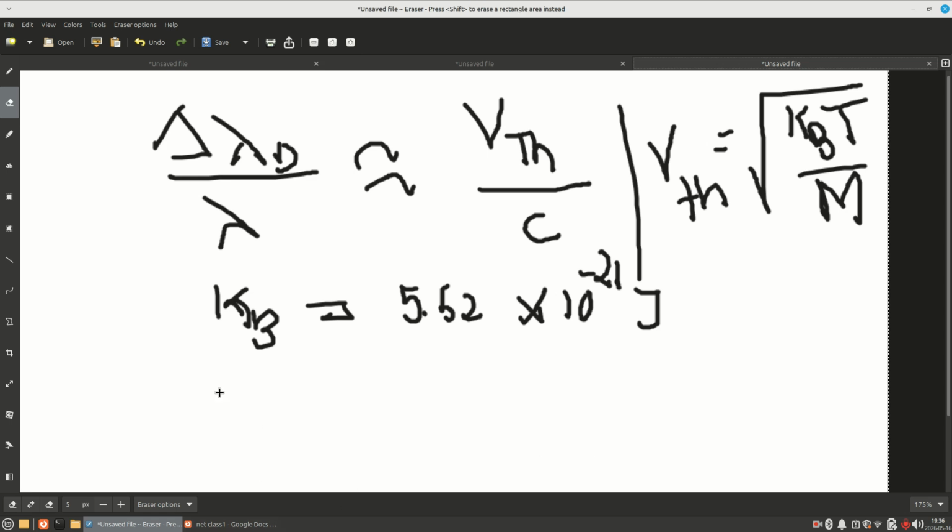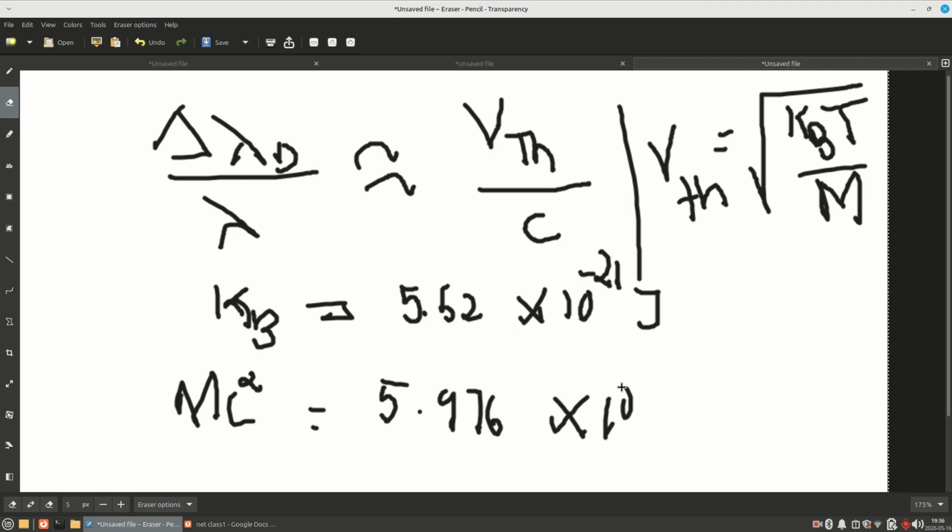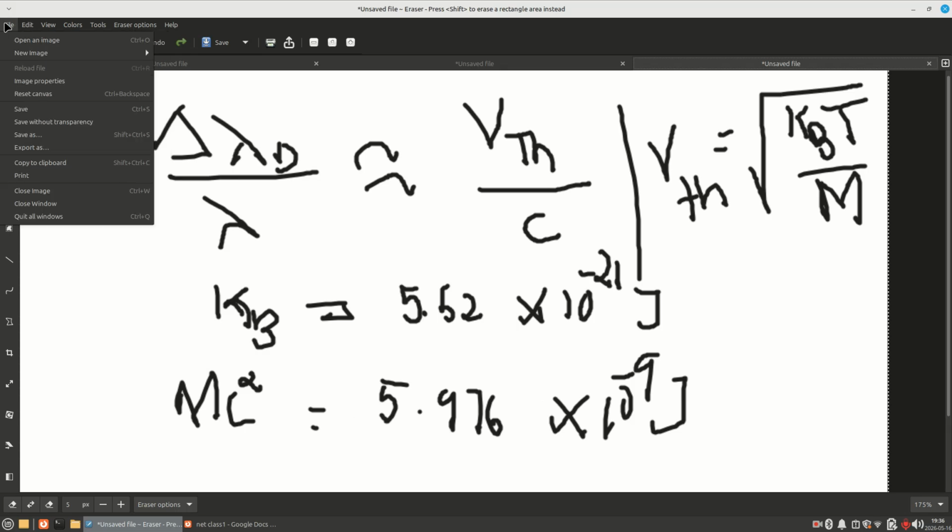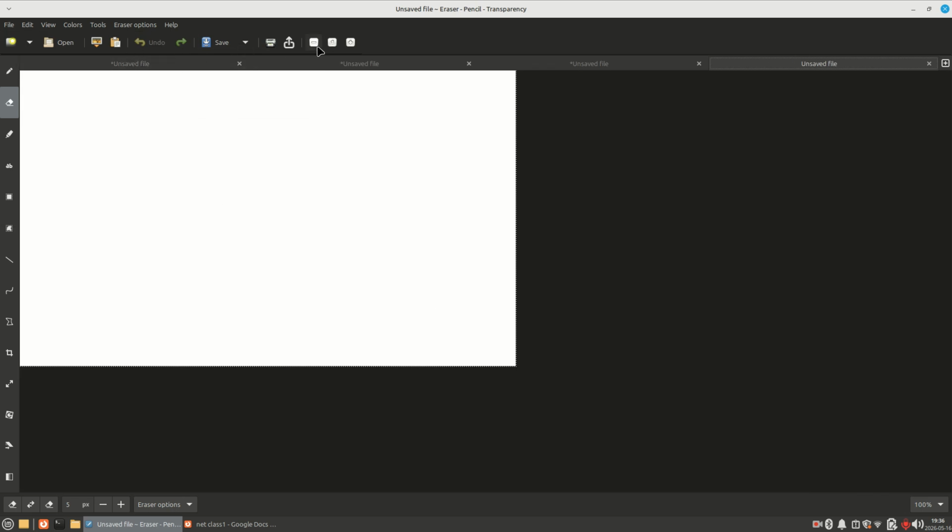Also we are going to find the mc square value, which is also a pre-calculated value. Here I will paste it, which comes around 5.976 into 10 to the power of minus 9 joule. These are all pre-calculated values. After that, we are also going to calculate another value.